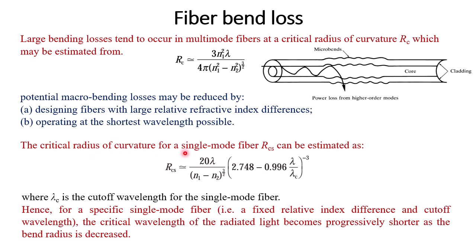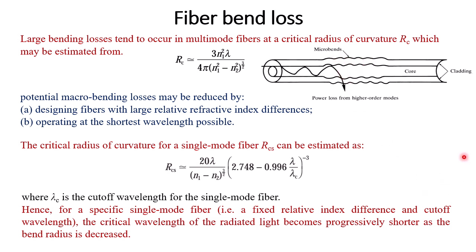The critical radius of curvature for a single mode fiber written as RCS can be estimated as 20 lambda divided by n1 minus n2 to the power 3 by 2 into 2.748 minus 0.996 lambda by lambda c whole to the power minus 3, where lambda c is the cutoff wavelength for the single mode fiber. So actually these are called the micro bends because the radius of curvature is very small, this type of losses. So we have some imperfection in fabrication, so these micro bends occur.